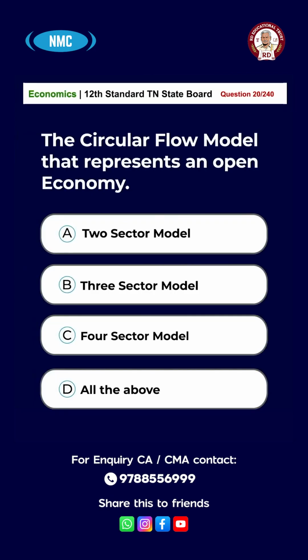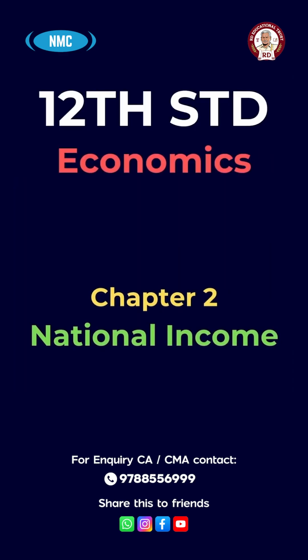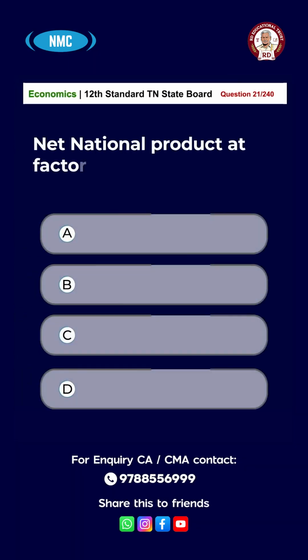Question number 20. The circular flow model that represents an open economy: A. Two-sector model, B. Three-sector model, C. Four-sector model, D. All the above. The answer is option C, four-sector model. Chapter 2. National Income.